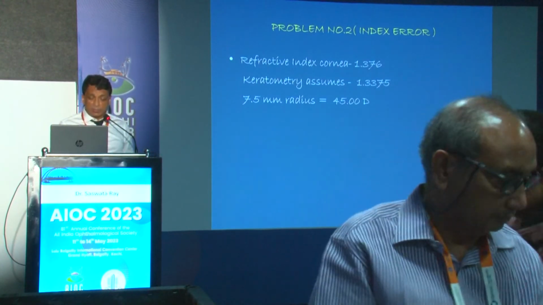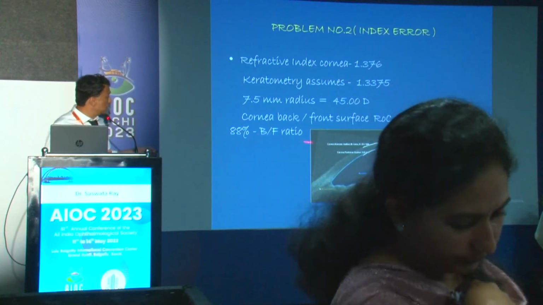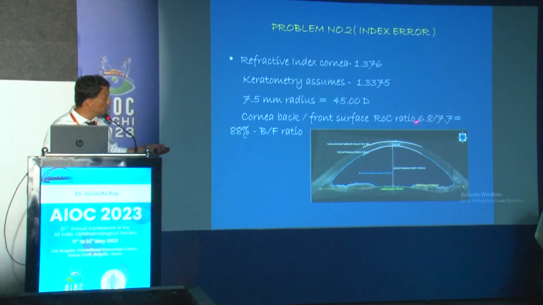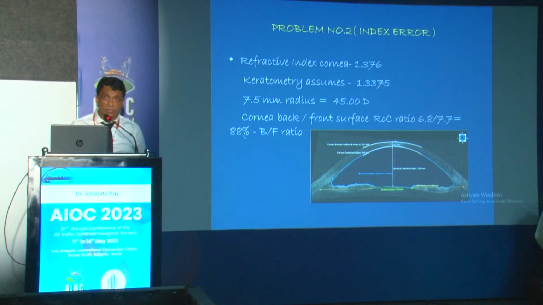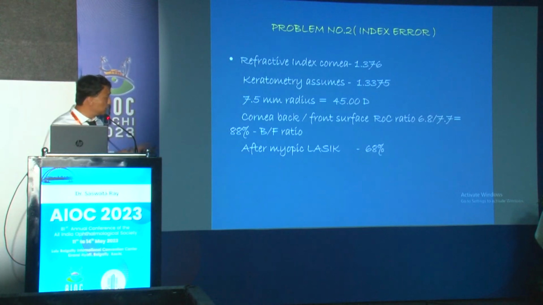But this assumption is based on the fact that the back to front ratio is 88%. You know that the posterior corneal curvature is more curved, is it not? So we take that ratio, radius of curvature is 6.8 divided by 7.7. This 88% is the normal ratio in a virgin cornea, but this changes when we do refractive surgery. The 88% after myopic becomes 68%, and after hyperopic LASIK becomes 90%. So we cannot hold this assumption. As a result, we'll end up with index error.